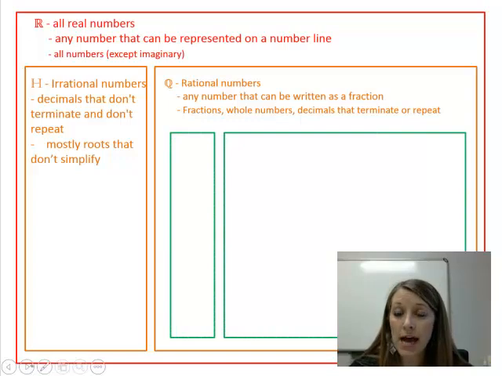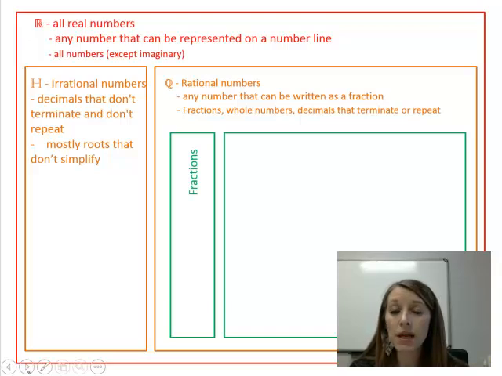So we split our rational numbers into smaller groups. We're going to look at how we can take those rational numbers or fractions and divide them into smaller groups yet. Well, first we take off the fraction part of it, meaning all fractions, all decimals that stop, and all decimals that repeat go into this smaller group here.